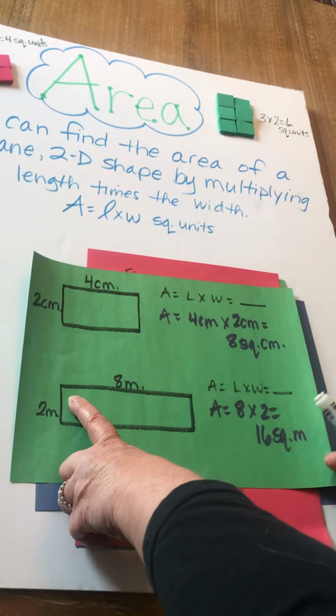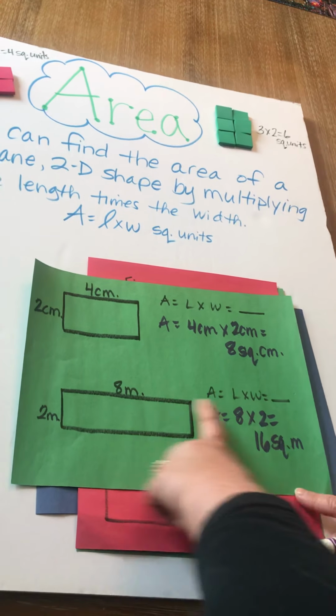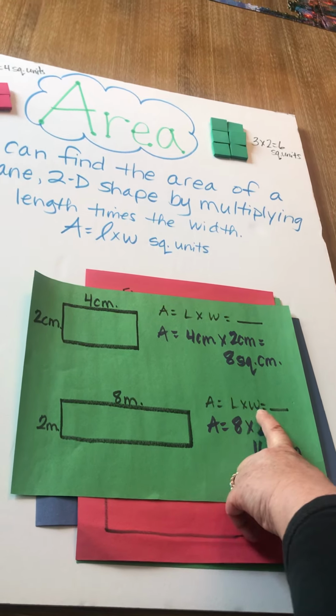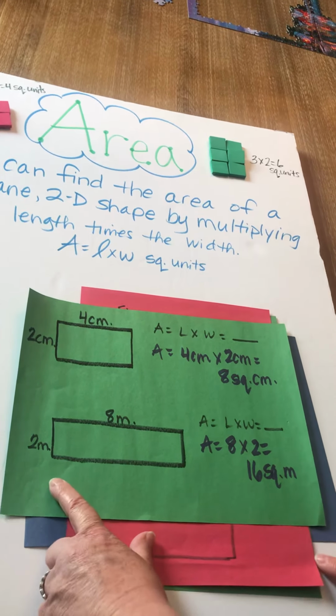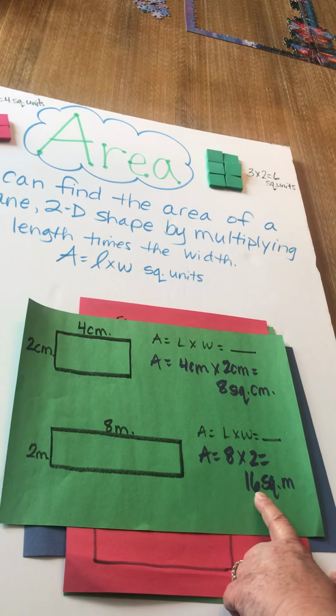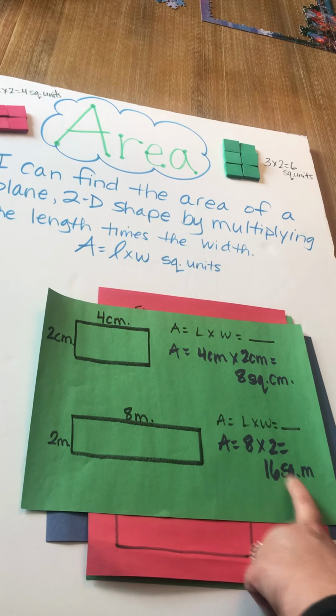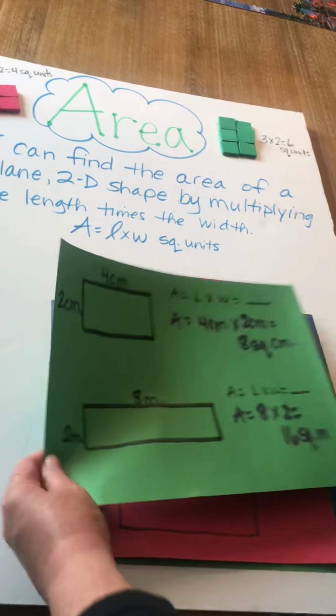Look at this example. I have another rectangle. Area equals length times width. Area equals 8 times 2. 8 times 2 equals 16. 16 what? 16 square meters.